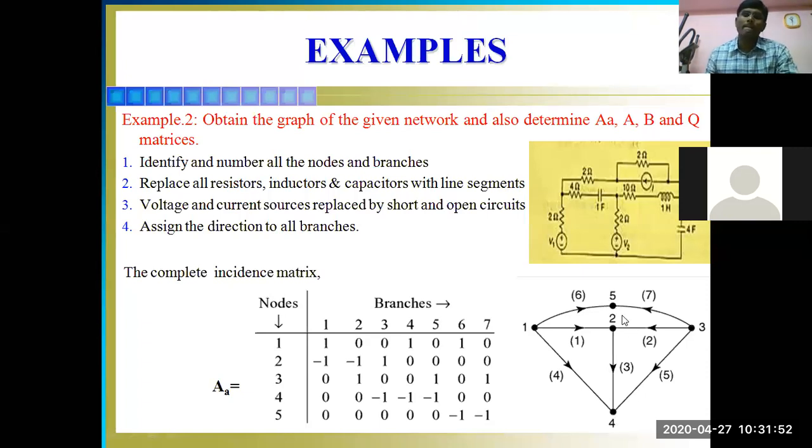Now here we are simply trying to join each two nodes with a line, depending upon the elements present between those two. So we are simply replacing resistors, inductors, and capacitors with a line.